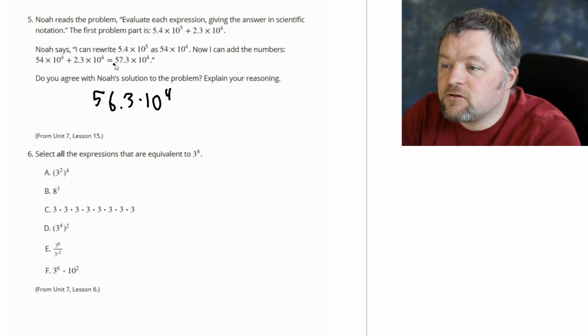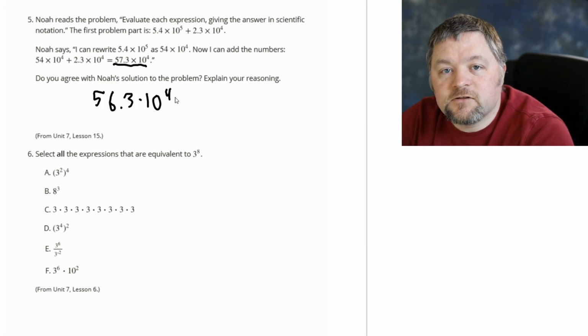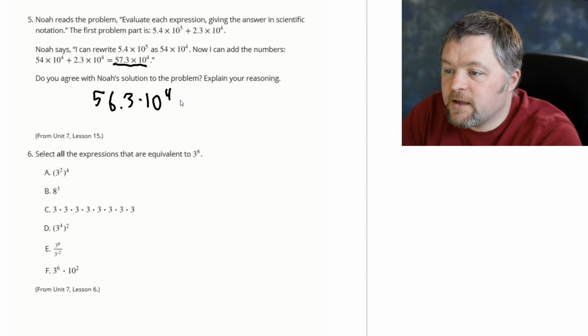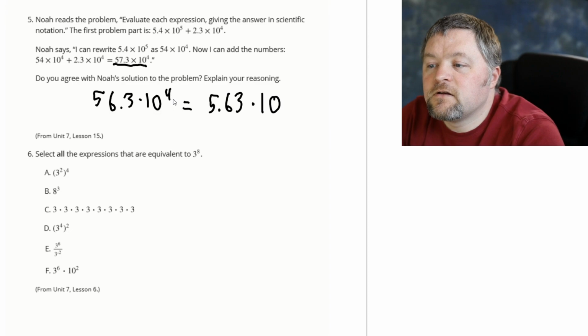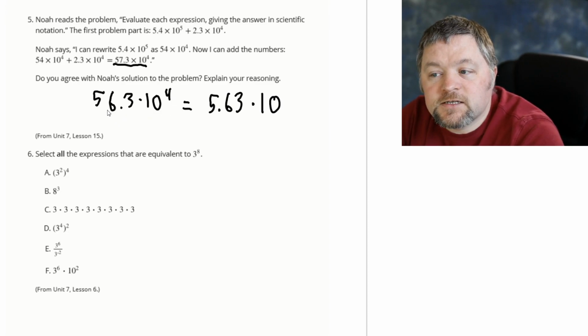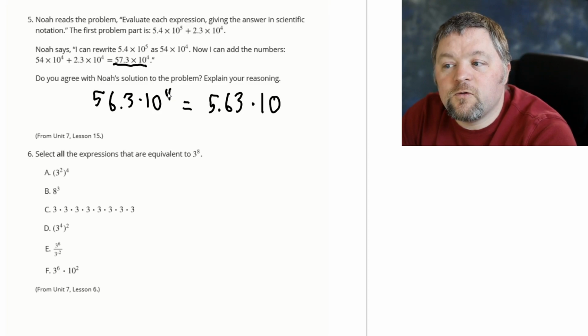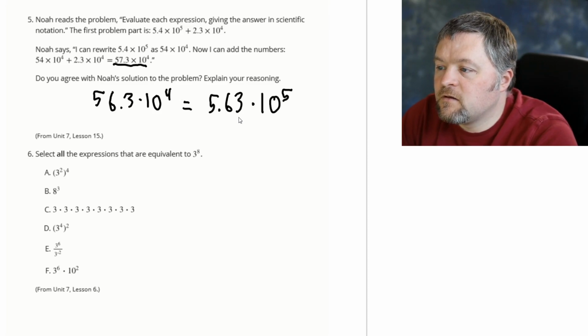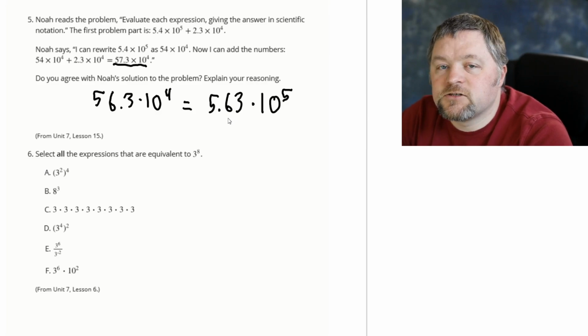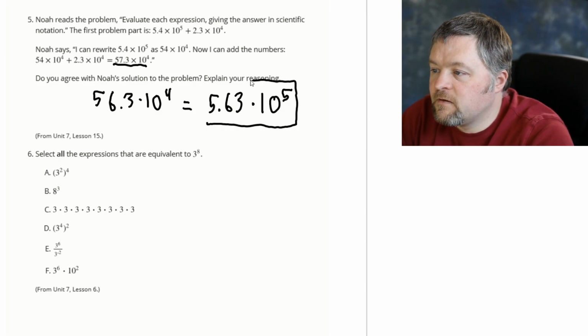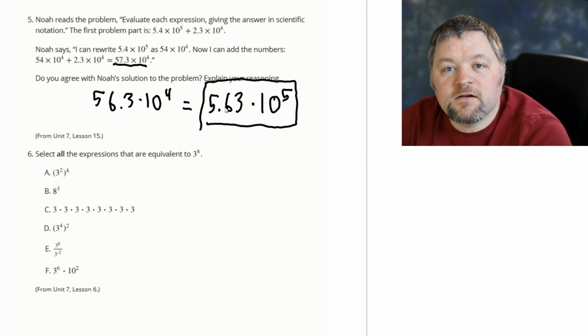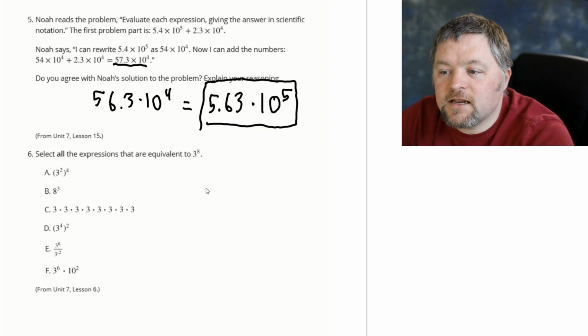If Noah's giving this solution, there's another problem with his solution. We need to change this scientific notation so that we have one digit in front of the decimal place. This should be 5.63 times 10 to the power of, well, we had to move this decimal point one more spot, so we needed to add 1 to this power. This should be 5.63 times 10 to the power of 5, is what Noah should have gotten. But Noah's big mistake was the addition.